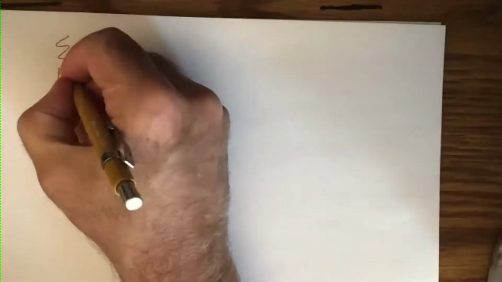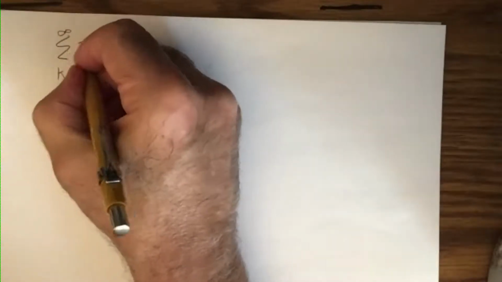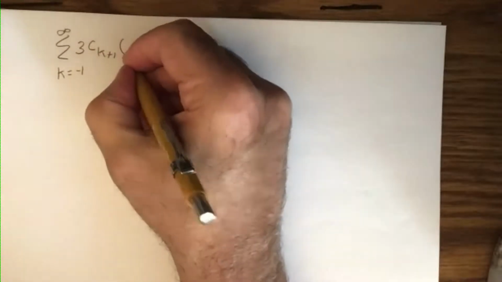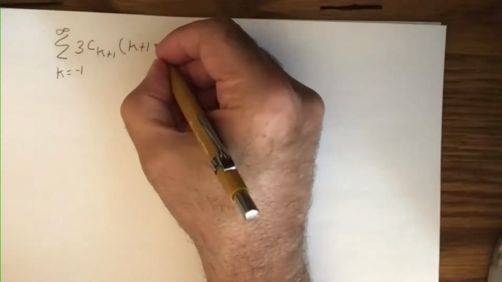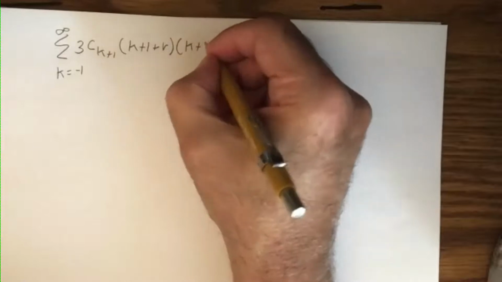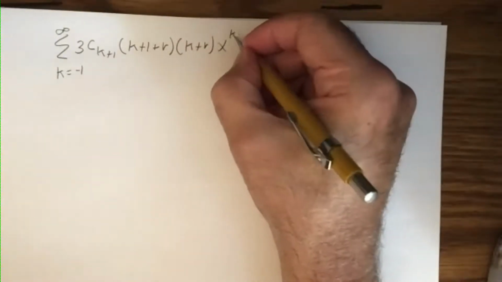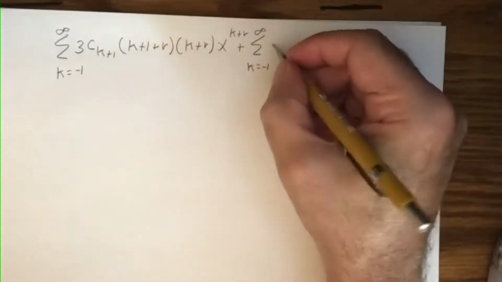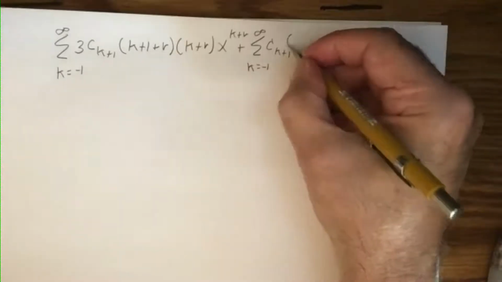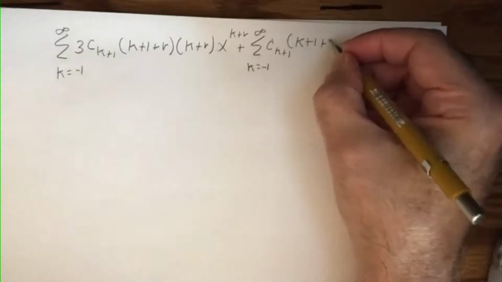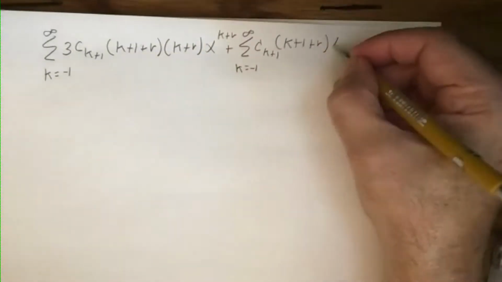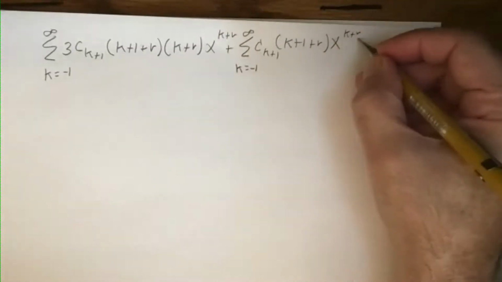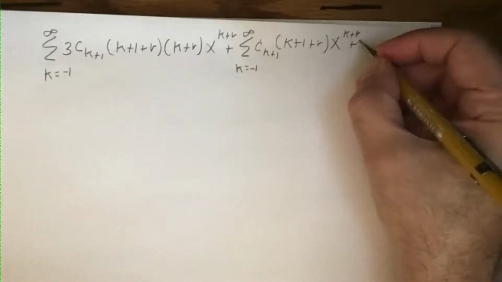Let me just copy it over. x to the k plus r, plus summation now, k goes from -1 to infinity of c to the k plus 1, and then this is k plus 1 plus r, and then we got x to the k plus r. And then, oh, this is a minus.